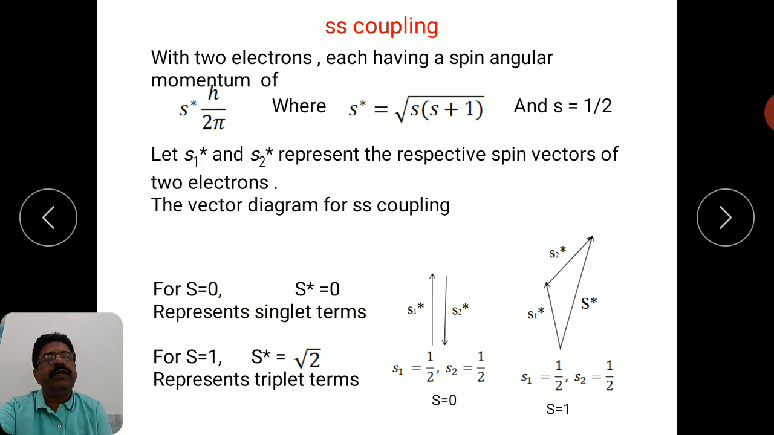So S is equal to 0 represents the singlet terms. While studying the spectral notations, we have defined multiplicity of states, that is 2S plus 1. So here when S is equal to 0, 2S plus 1 will be 1. Therefore multiplicity of states is 1, that represents the singlet terms. And when S is equal to 1, 2S plus 1 will be 3. Therefore it represents the triplet term. So in the spectra, this multiplicity of states is very important to understand the spectral terms, which are singlet terms and which are triplet terms. So this is all about the LS coupling, where both the interactions, LL coupling and SS coupling, we have defined in this particular video.